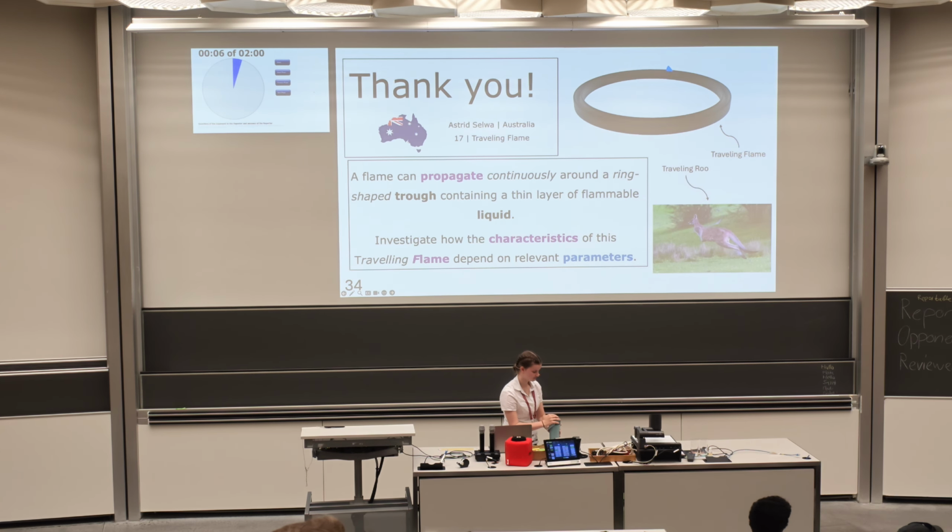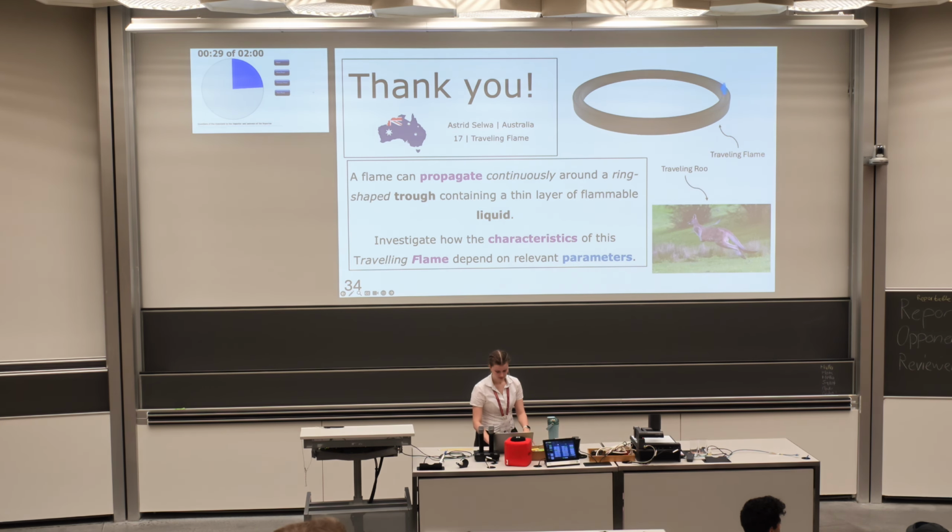Nevertheless, I have some questions. First of all, how did you ignite your flame? Pardon? How did you ignite your flame? By lighter. So you just placed the lighter near it and then it just was ignited? Yes. Thank you very much. Then how did you insert the fuel inside of the ring? We used a pipette. And did you use any other fuels except for the ethanol? Yes, we did. Would you like to see it? Just to clarify. Thank you.